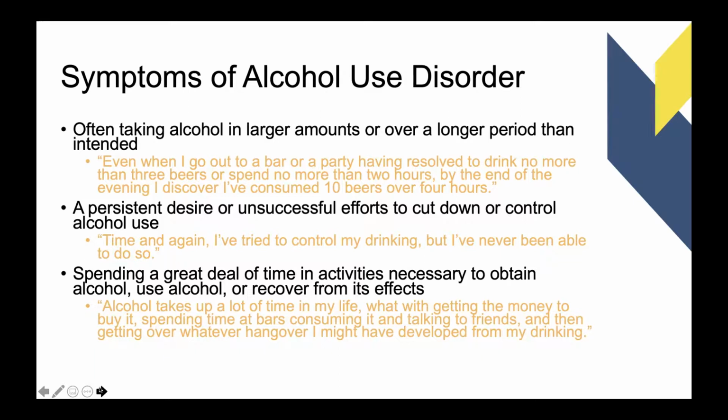The third one is spending a great deal of time in activities necessary to obtain alcohol, use alcohol, or recover from its effects. Alcohol takes up a lot of time in life, what with getting the money to buy it, spending time at the bars, consuming it, talking to friends, and getting over whatever hangover I might have developed from my drinking. You can also look at it as a loss of control, which would be an inability to predict when the loss of control will occur.